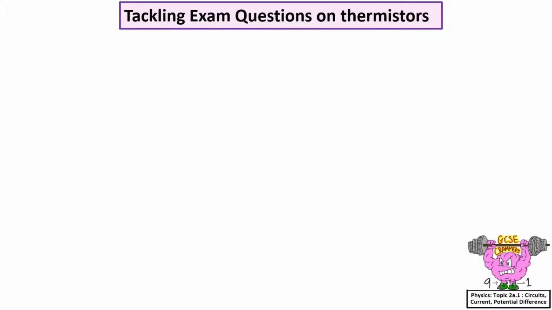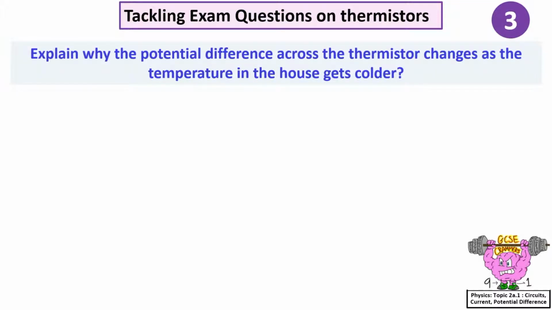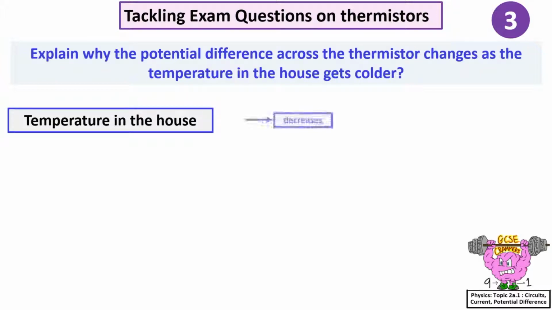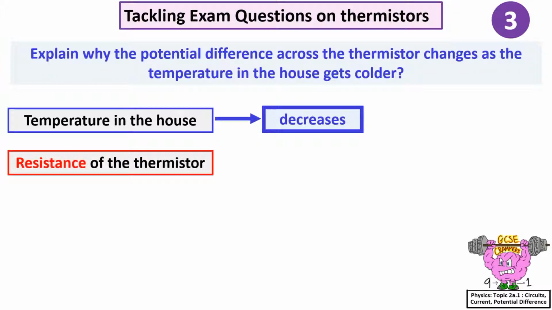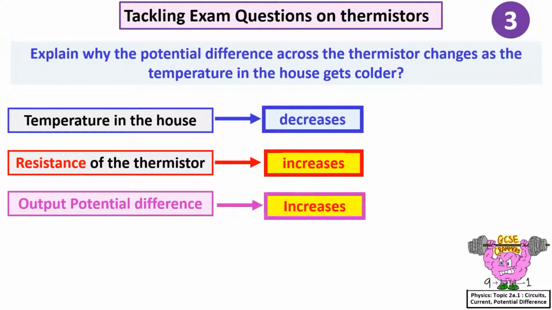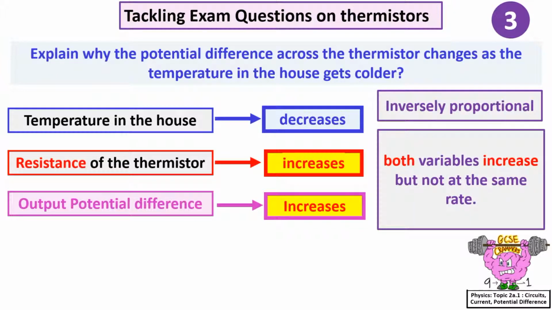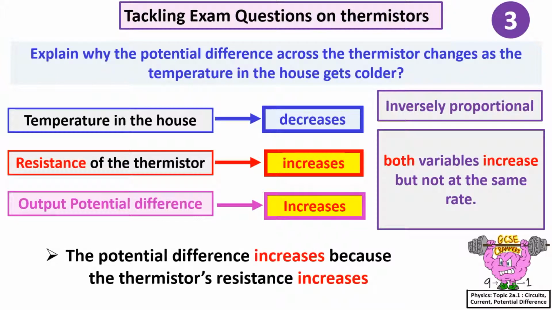Tackling exam questions on thermistors, question 3. Explain why the potential difference across the thermistor changes as the temperature in the house gets colder. As the temperature in the house decreases, the resistance of the thermistor increases, and the output potential difference across the thermistor increases. This is because the resistance and potential difference are inversely proportional, and for a thermostat this means both variables increase but not at the same rate. So as temperature in the house gets cooler, the potential difference increases because the thermistor's resistance increases.